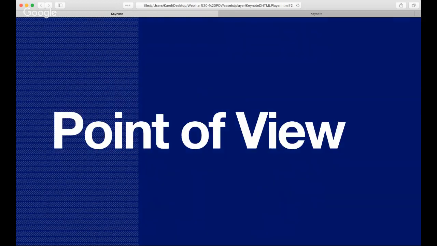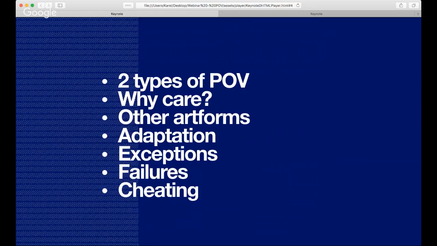So what are we going to do today? We're going to talk about point of view and look at a number of aspects of POV. You'll be surprised how many aspects there are to it, how you can approach it, how you can manage it, how you can control it, and how you can go miserably wrong. So there are two types of point of view I'll indicate. I'll explain why it's so important. We'll talk about point of view in other art forms. Point of view in adaptation, that's a big one.